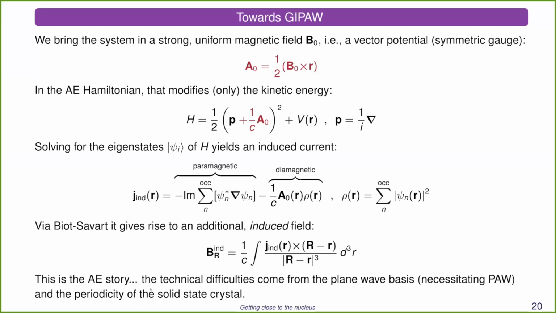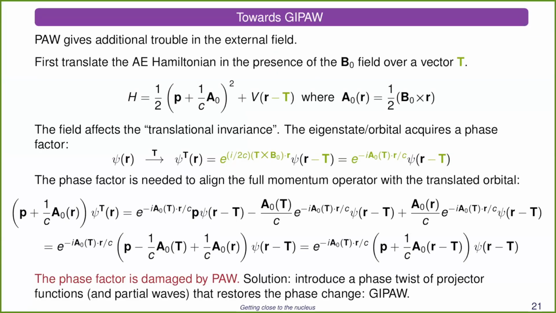So in principle, you do it like this, but there are many, many technical difficulties that come in. They have to do with the plane wave basis, which necessitates PAW. PAW is in trouble. That's why you get gauge including PAW. And you have the periodicity of the solid state. And you already see this thing is not periodic because it increases with position. And so there are all kinds of things going on. And now let's first look at GIPAW, at this gauge including thing.